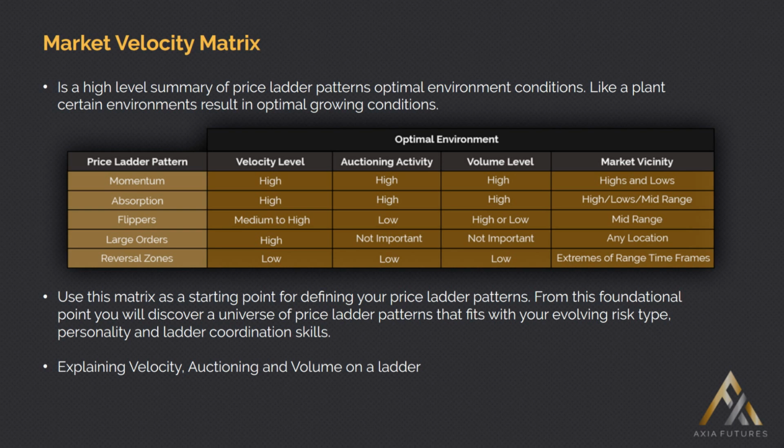Remember, you use this matrix as a starting point for defining your price ladder patterns. From this foundational point, you'll discover a universe. Really, I mean, we give you a matrix of, you know, the 1, 2, 3, 4, 5, 1, 2, 3, 4, 5, a 5x5 type of matrix for you here, but it's really the foundational point for you to discover that universe of price ladder patterns that fits with your evolving risk type, personality, and ladder coordination skills.